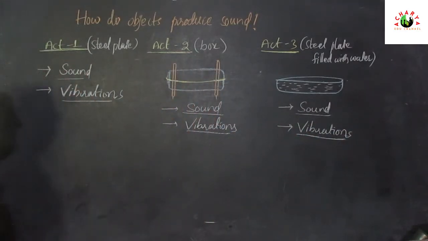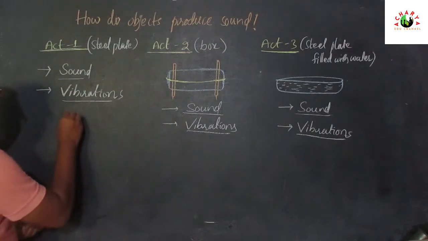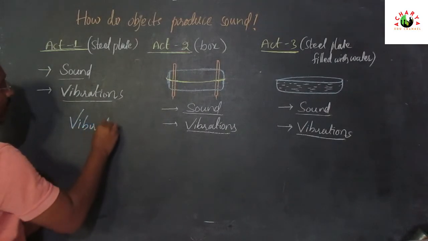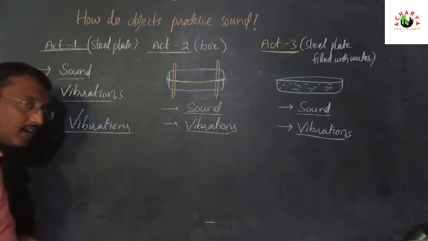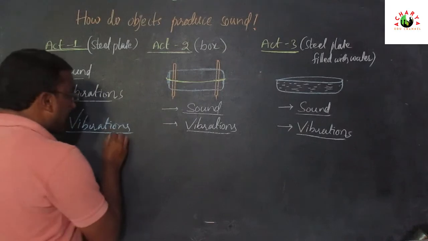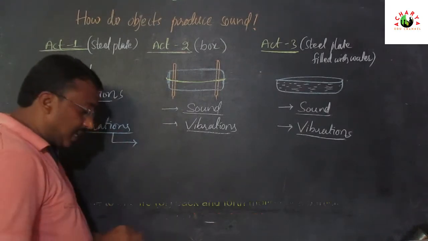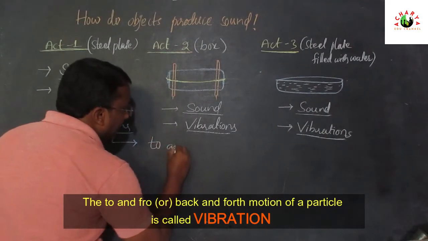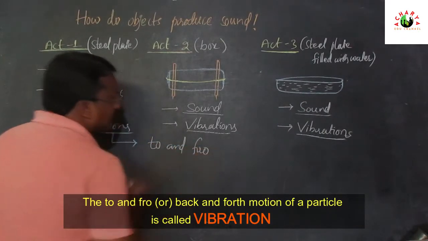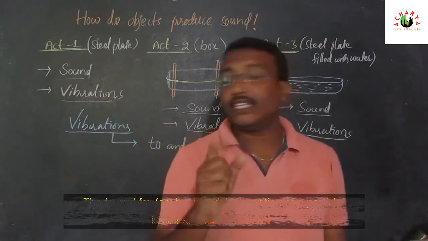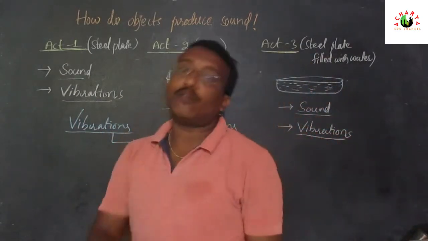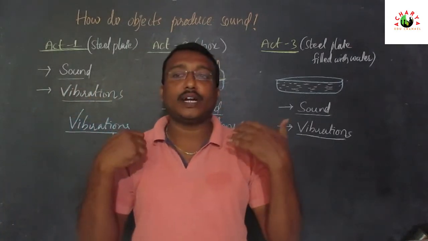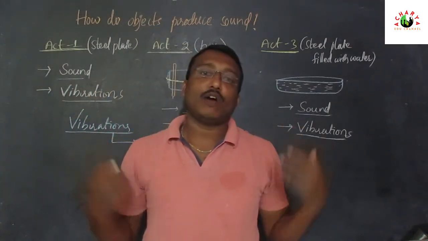Sir, what is vibration? You have already learned in your previous classes, in 6th class, that vibration means to and fro motion. The to and fro motion of a particle is called vibration. This is an important definition. What is vibration? The to and fro motion is called vibration.